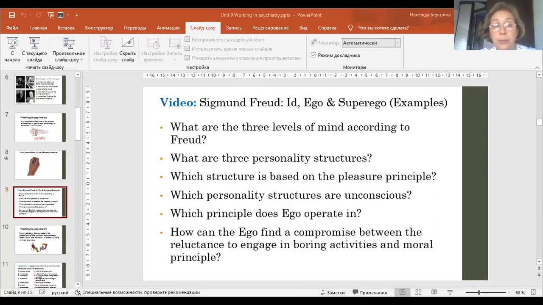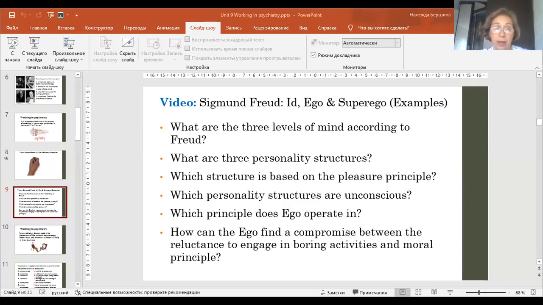What about the next question? Which principle does ego operate in? So we've just fixed that id is based on pleasure principle. What about ego? Which principle does it operate in? Can you answer this question? Who remembers? Reality. Ego, reality principle. Yes, reality. So it is like the morality of society that just tells us what to do, some kind of moral rules that exist in society.